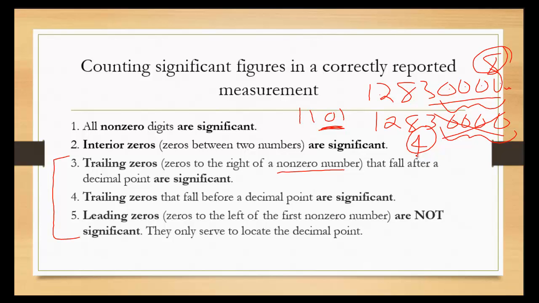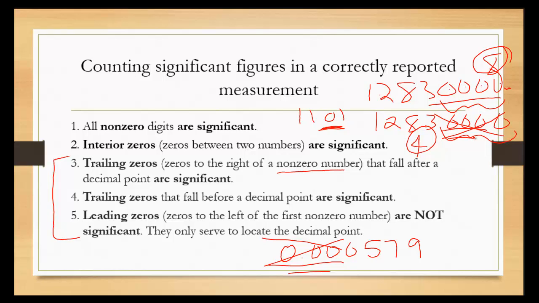Leading zeros are never significant. The zeros leading up to a number are never significant. Both leading zeros and trailing zeros without a decimal are considered to be placeholders. They're moving the number frontward or backwards, therefore making the number bigger or smaller. It's not actually having any effect on the actual measurement.